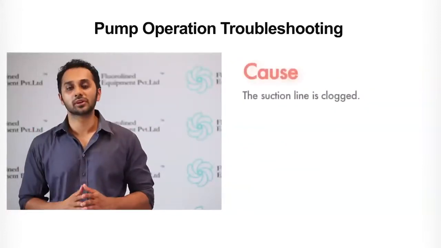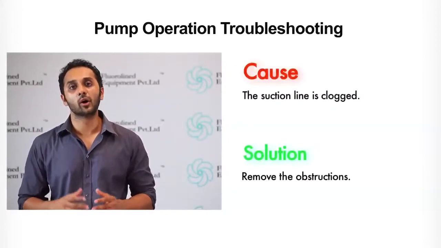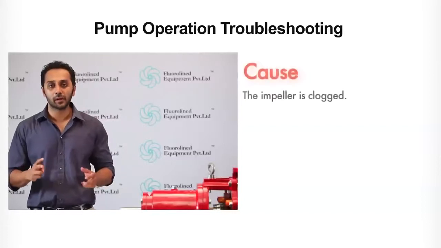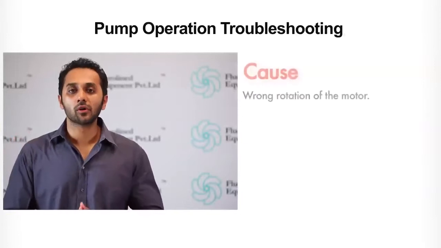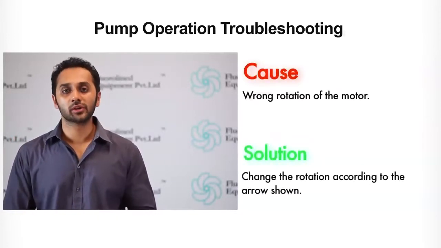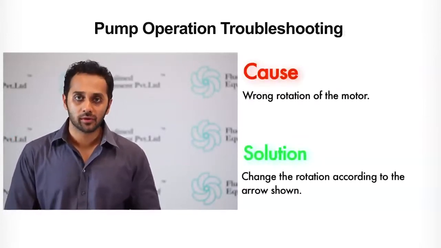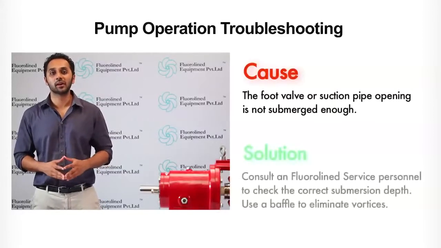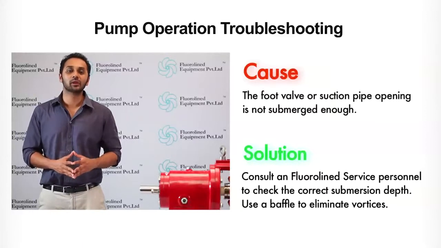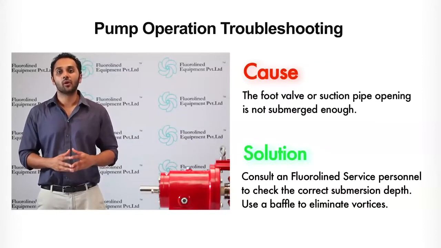Number 2. The suction line is clogged. Remove all the obstructions. Number 3. The impeller is clogged. Backflush the pump to clean the impeller. Number 4. Wrong rotation of the motor. Change the rotation of the motor as per the arrow shown. Number 5. The foot valve or suction pipe opening is not submerged enough. Consult Fluoroline service personnel for correct submerged depth, or use a baffle to eliminate vortices.